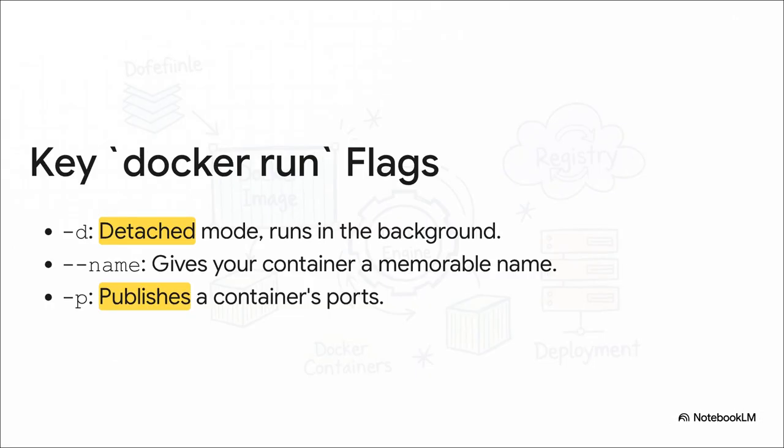And along with that port mapping flag, there are a few other handy ones you'll use all the time. The -d flag runs the container in detached mode, which means it just hums along in the background so you get your terminal back. --name is great because it lets you give your container a simple, memorable name. And -p, as we just saw, is how we publish those ports.